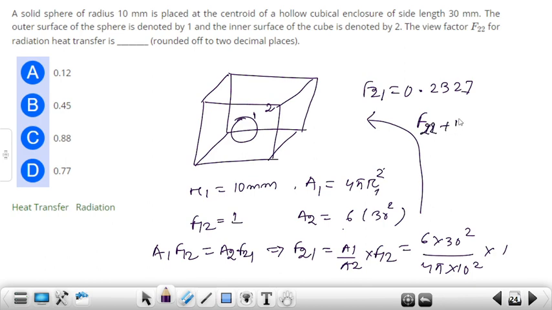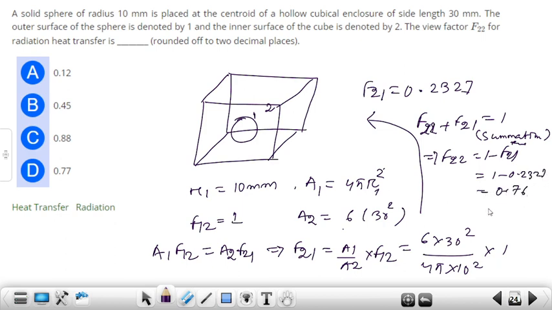So we know F22 plus F21 is equal to 1. So F22 is equal to 1 minus F21 by summation rule. So 1 minus 0.2327 is equal to 0.76, approximately 0.77. Option D is the correct answer.